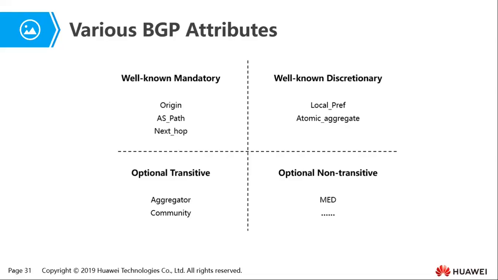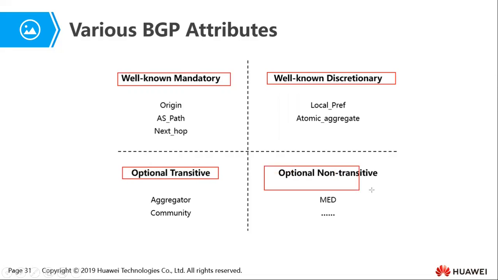Now, BGP attributes are normally divided into 4 categories. The very first category is known as the well-known mandatory. Then we also have well-known discretionary. Then we have optional transitive and optional non-transitive. Now, what is a well-known mandatory? Well-known mandatory attributes.